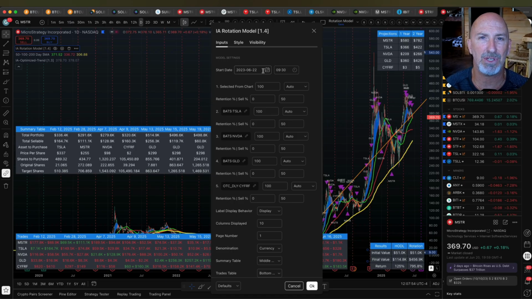I'm pretty sure that's what Jacob had his set to when he was doing the rotation model that he put out, the video that he put out. You could put it all the way back to the bottom of the bear market, which would have been November, December of 2022 for most assets. You could put it to just a year ago and take a look at what's happened over the last year. That's up to you. That's going to affect the backtest results.